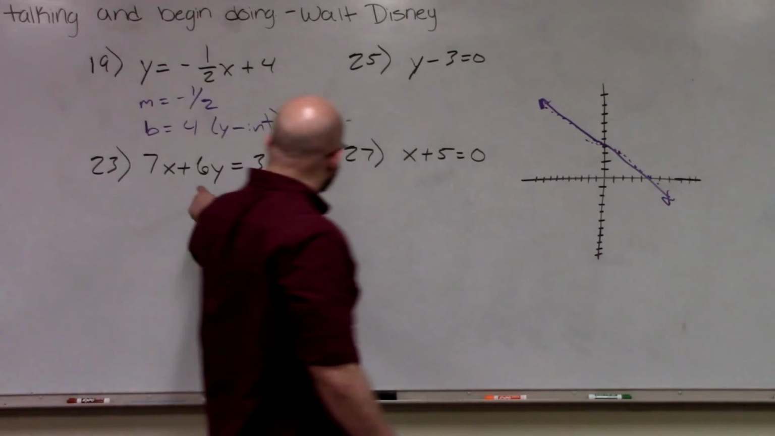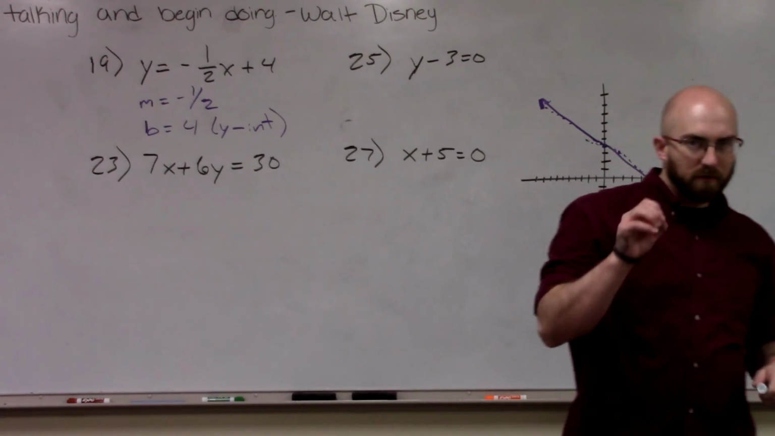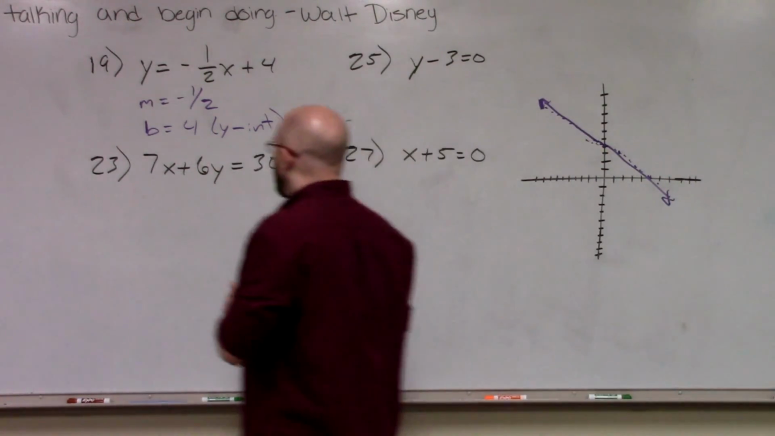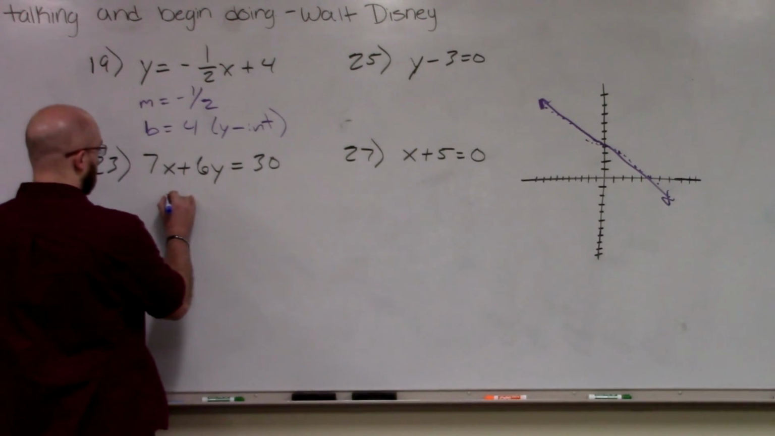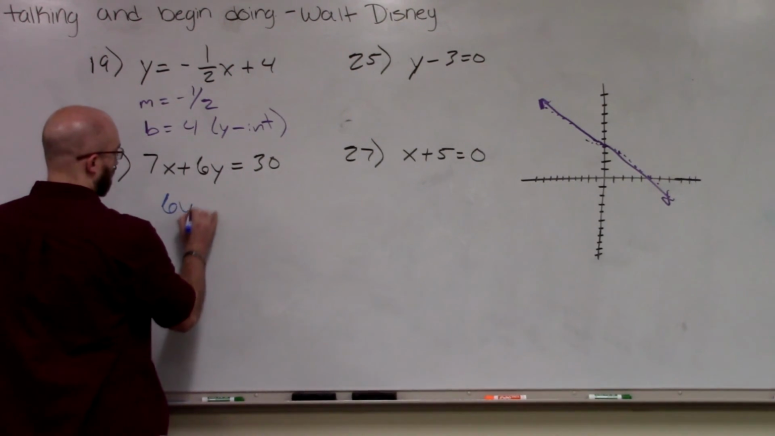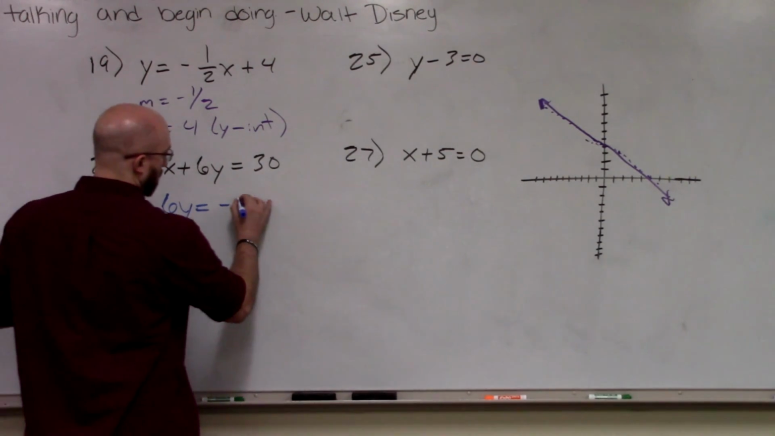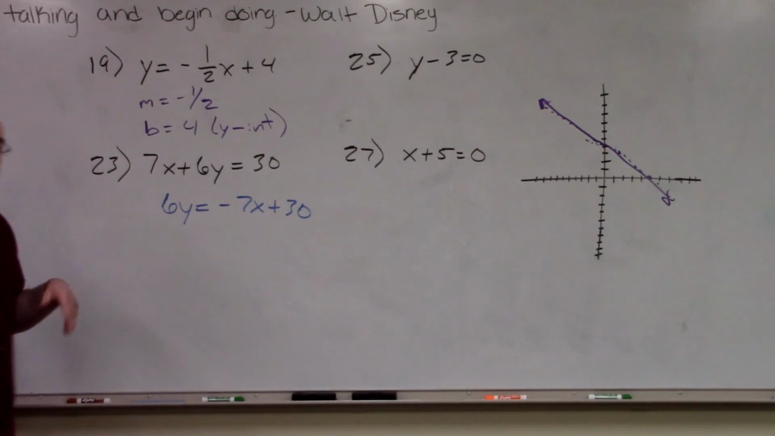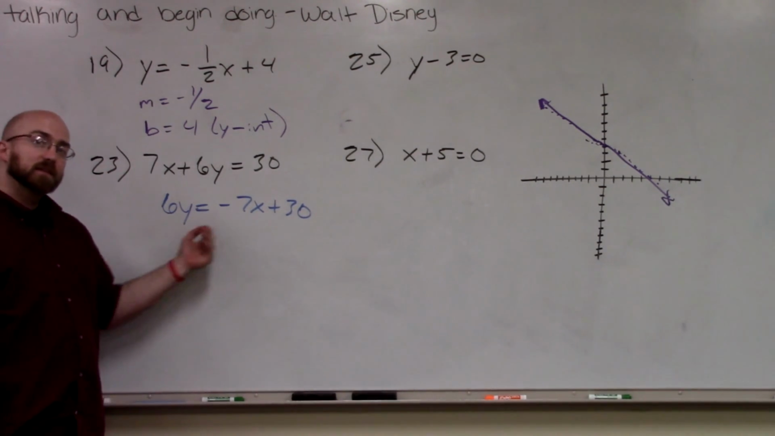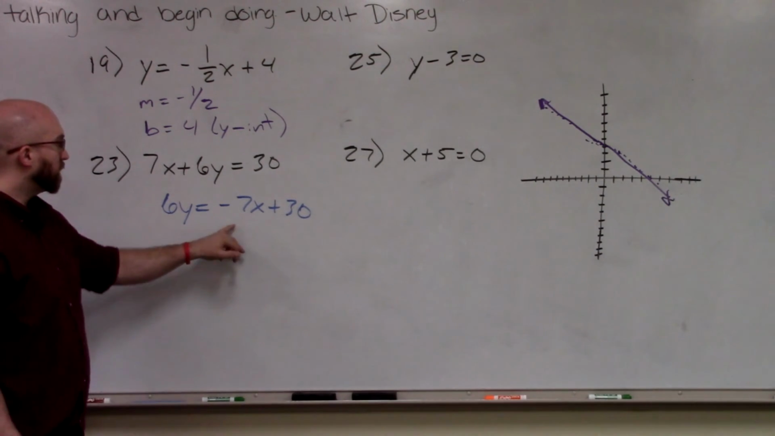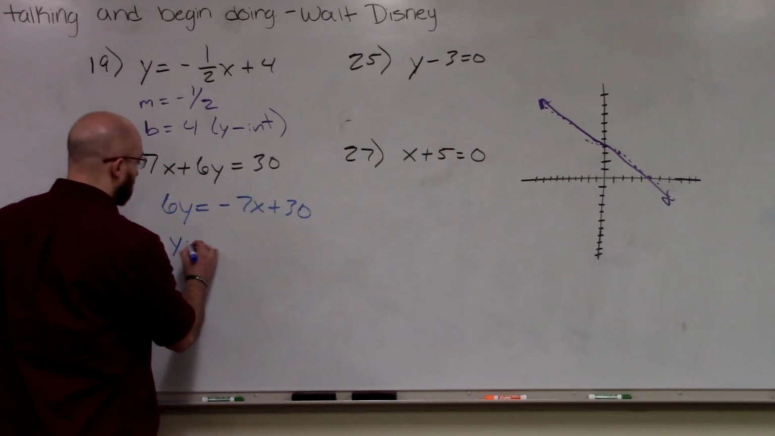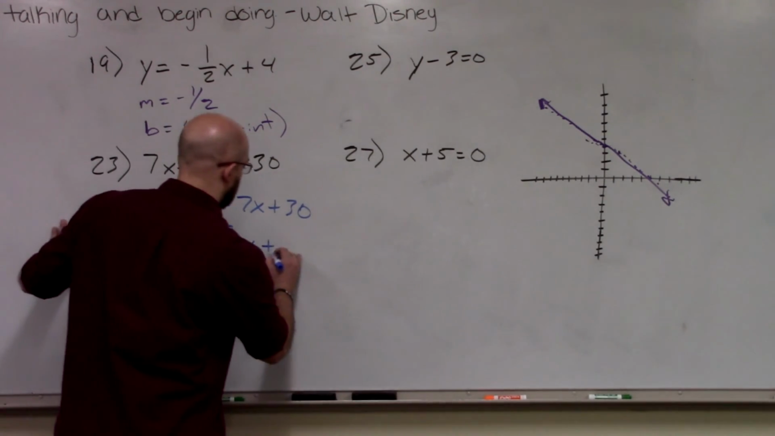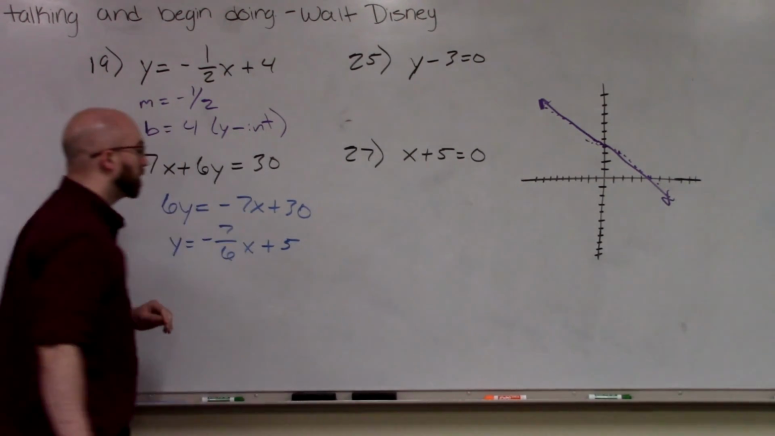23, it's 7x plus 6y equals 30. So, in this case, get y by itself. Solve for y. Let's go ahead and move the 7x over. Math practice is to always put the x, or the highest exponent, first. So that's why I put it there. We're going to divide everything by 6. Divided by 6 is 5.